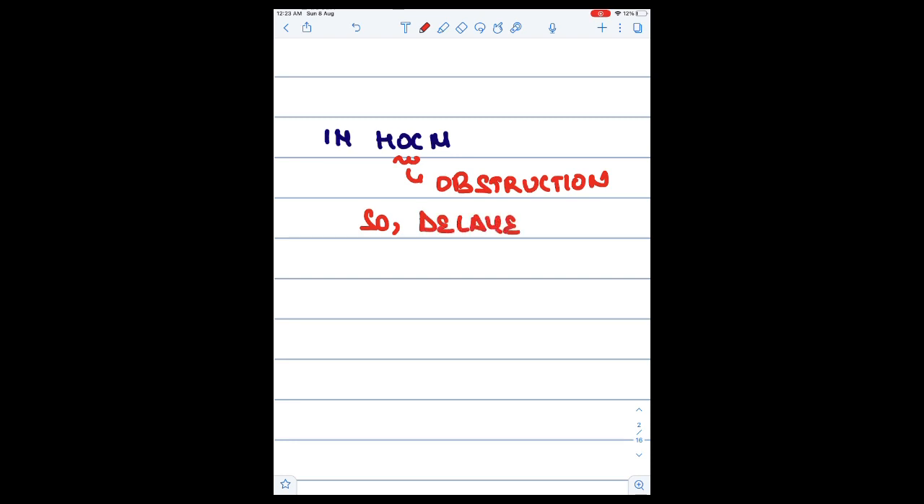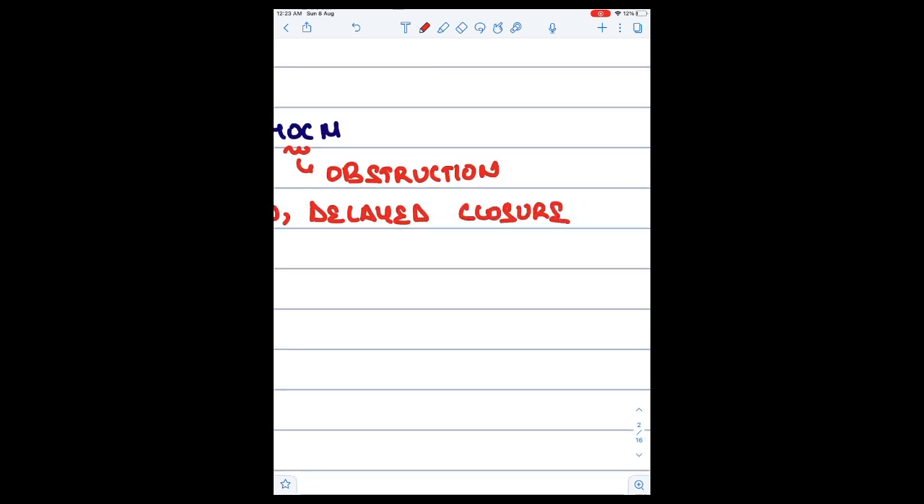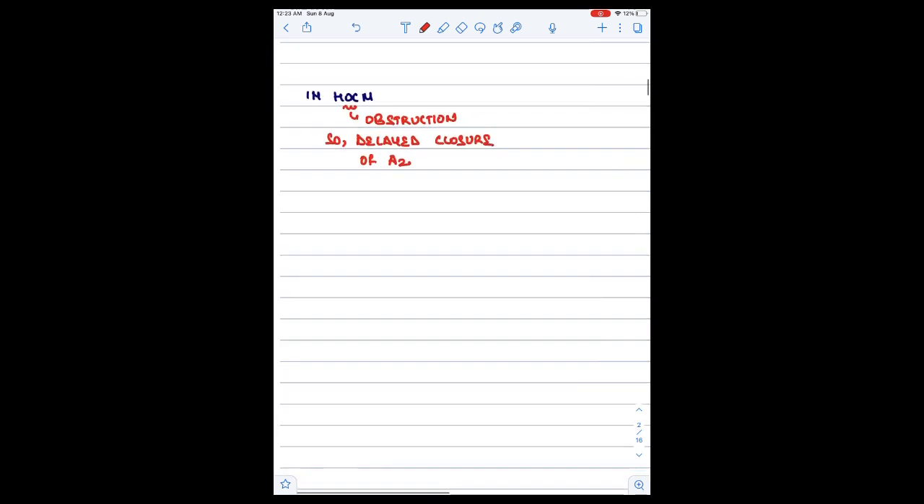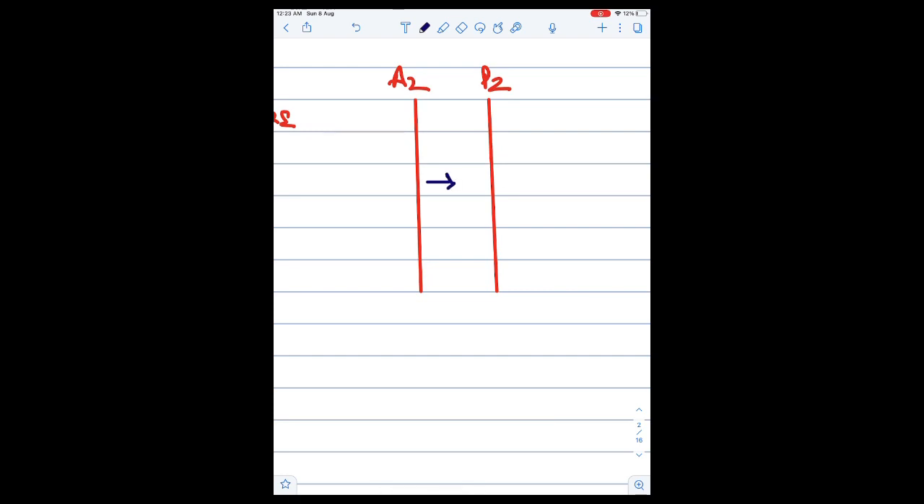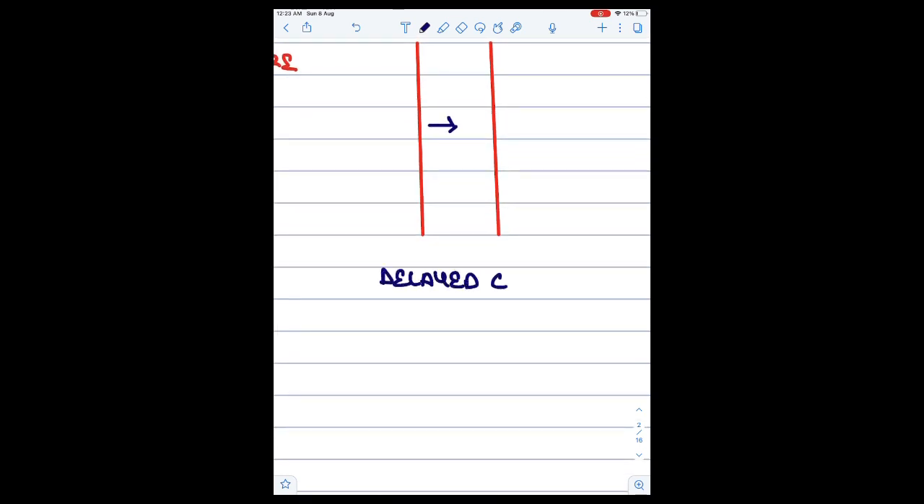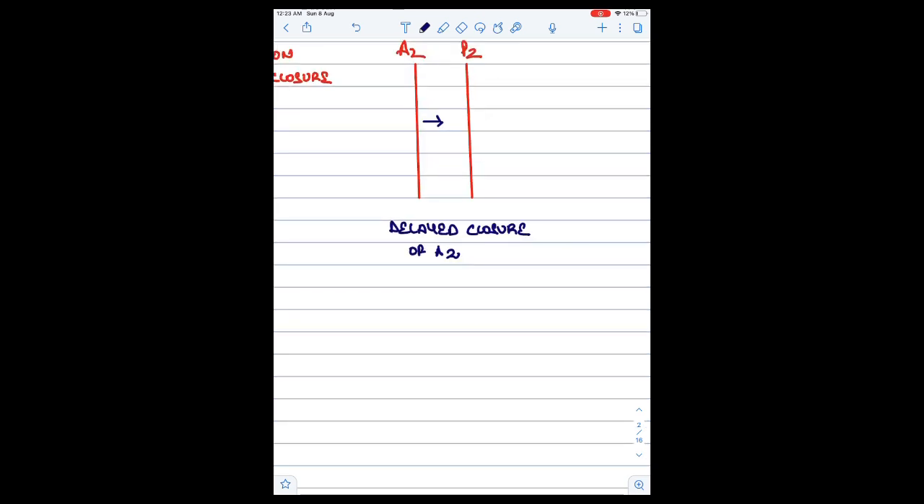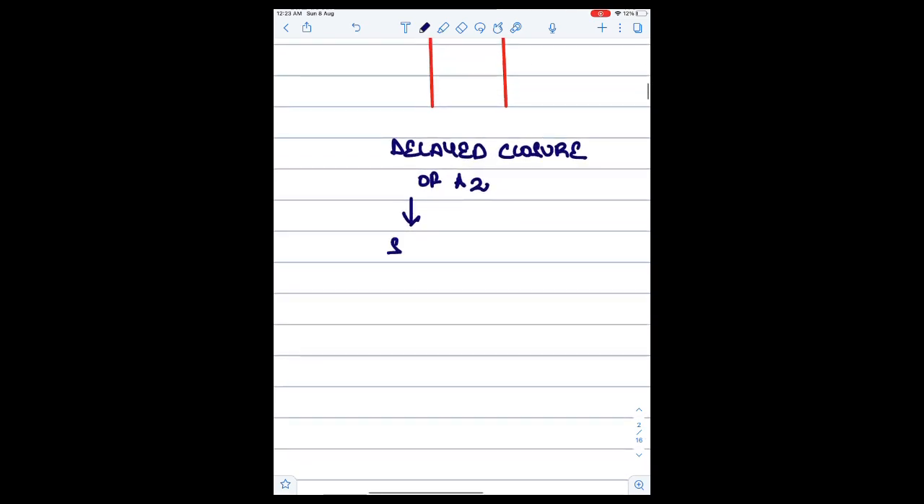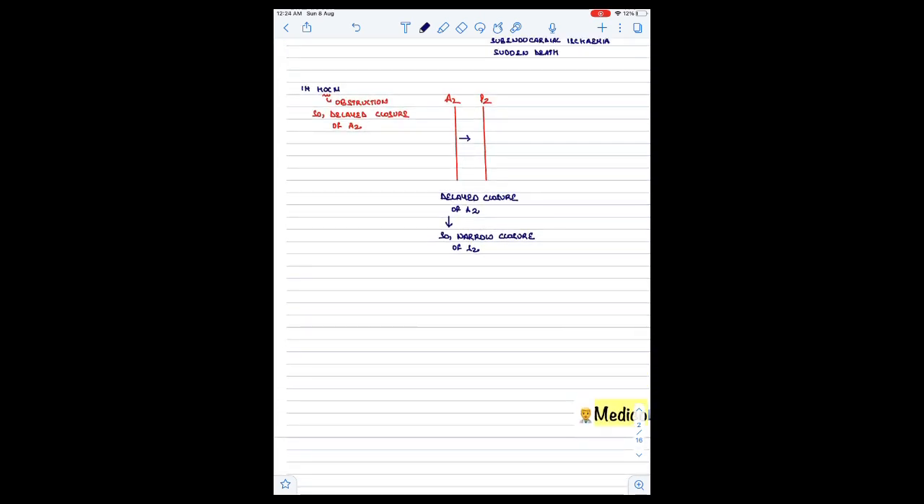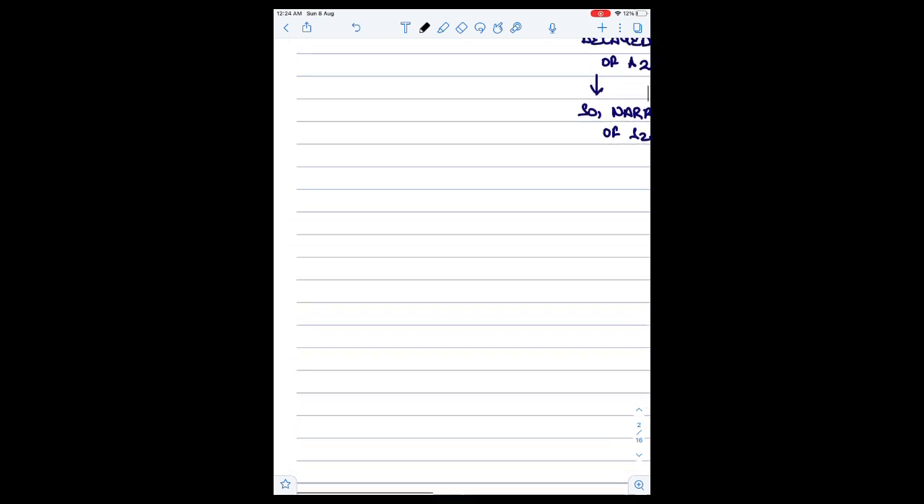In HCM, as you know, there is obstruction. Because of the obstruction, there will be delayed closure of the aortic valve. This is A2, this is P2. Basically, this is the second heart sound. Because of the delayed closure of the aortic valve, there will be delayed closure of the S2 sound also. So narrow splitting of the second heart sound.